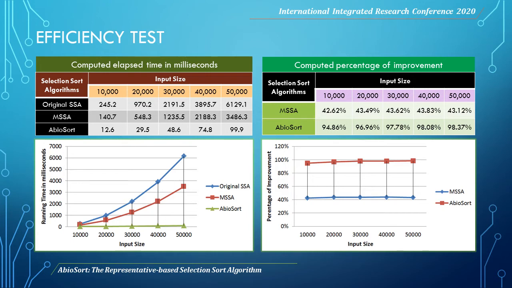The graph of computed elapsed time also shows that the performance of AbioSort, when compared to the two algorithms, continuously improves as the size of the input data increases. The two algorithms immediately become slower while AbioSort almost stays on the baseline, which means the growth rate of its running time is minimal.